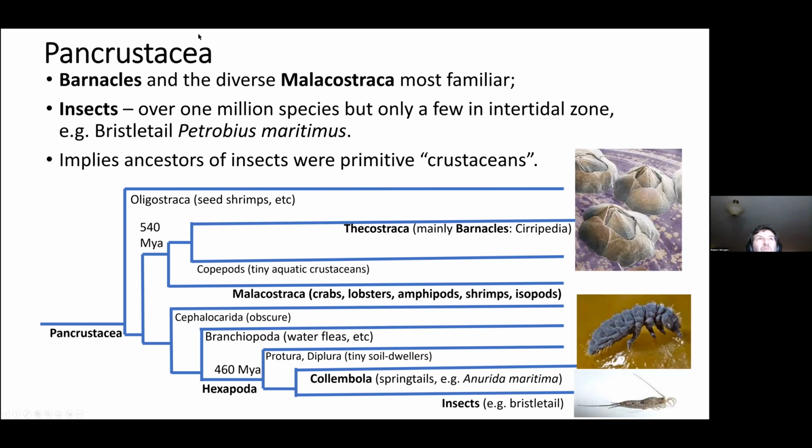Okay, so this group is called pancrustacea. It's all the crustacean-like things. It actually includes the insects, because insects, it seems, evolved from early crustacean-like things, maybe things that look vaguely like the water fleas that you find in freshwater ponds. We only find a few insects in the intertidal zone, things like the little springtails, Collembola, and the bristletails here.